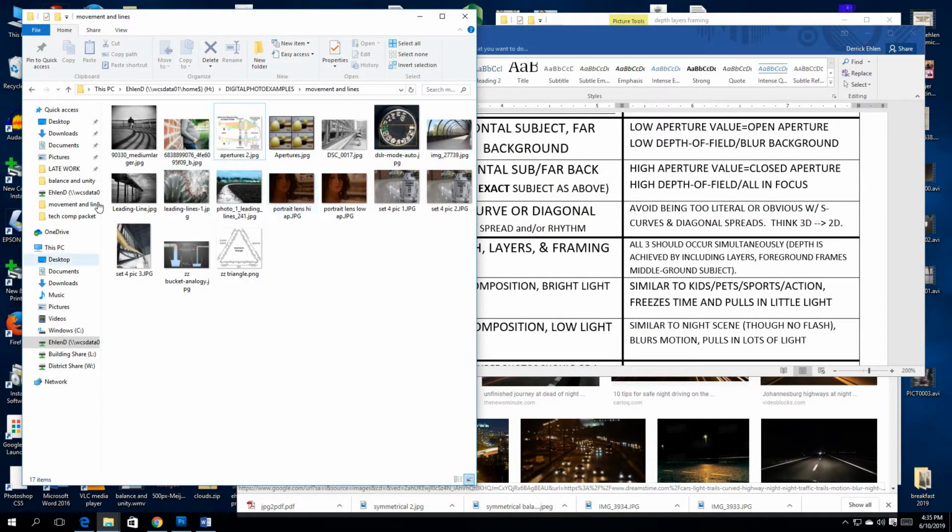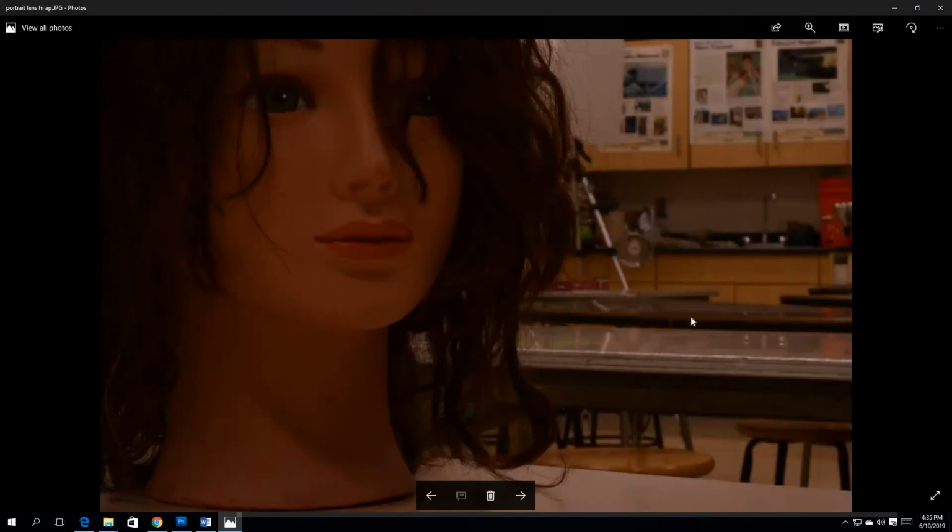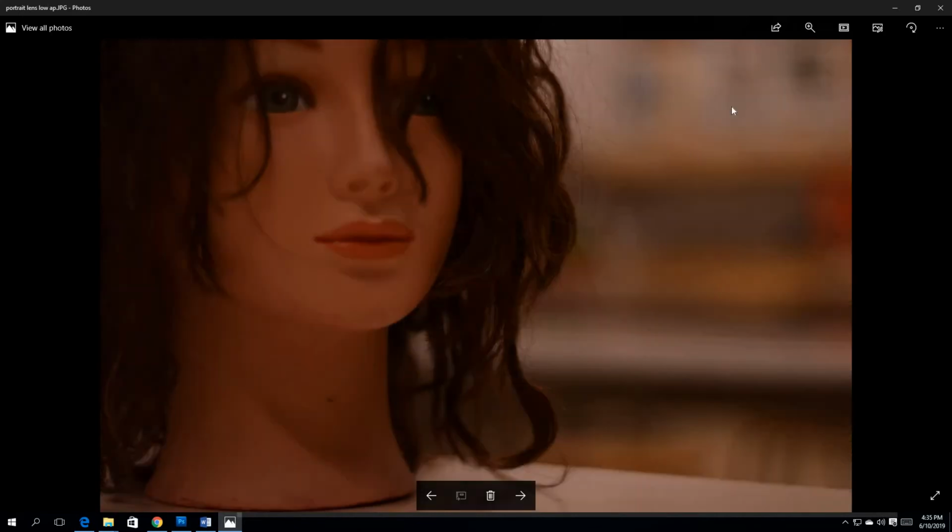To see that in action with some of the class cameras, first of all, we have the class DSLR, and we actually have a portrait lens for it. This image is a little dark. But here we have it with a high aperture mode, and you see this is nice and sharp right up front. And this stuff back here is maybe a tiny bit blurry, but you can still sort of see what's going on. Versus this image, where the background has completely melted into nothingness.